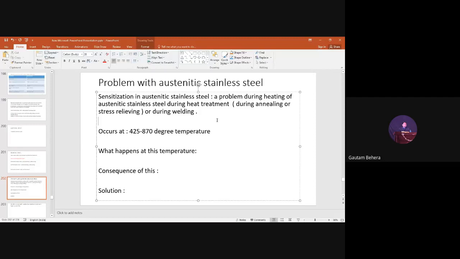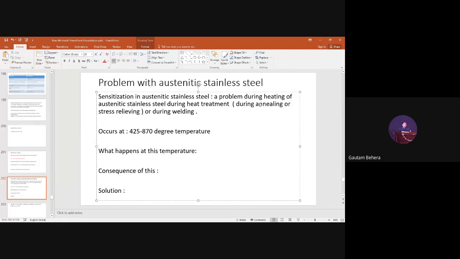But the question is why we give certain heat treatments. I have already written it over here. You can see annealing heat treatment is given, stress relieving annealing heat treatment is given. When we are welding these steels, obviously stress will be generated. So to relieve those stresses, we give stress relieving heat treatment to the austenitic stainless steel. So now you understood, right?